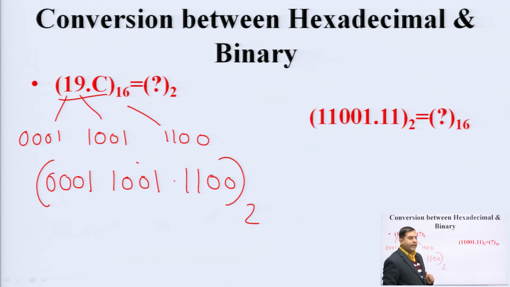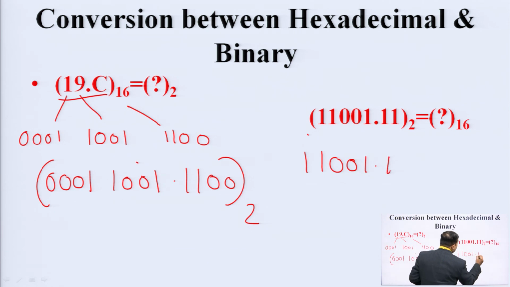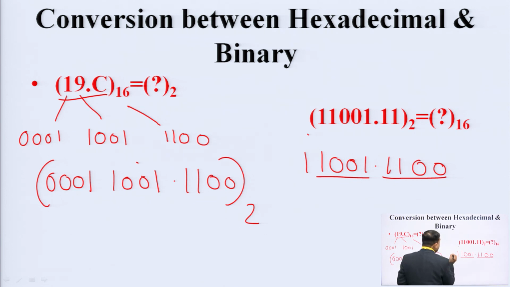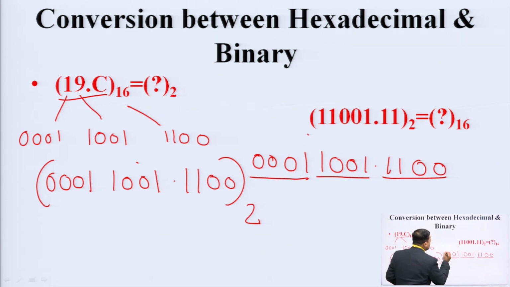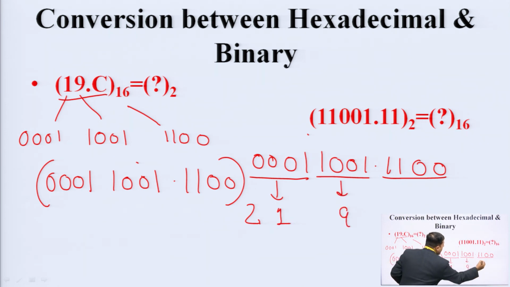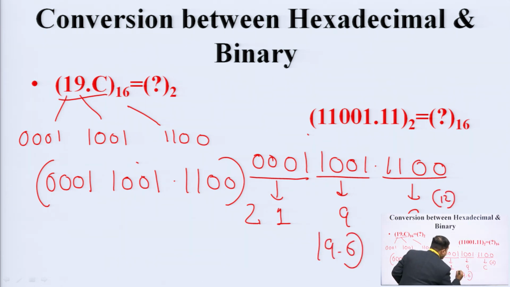Next, if I convert this into the hexadecimal number system, we again group by 4. After the point, 2 zeros are added. Here only one bit is there, so we assume 3 more zeros, which have no significance. So this will be calculated as 1, this is 9, and this is 12, which means C. So it is 19.C in hexadecimal.